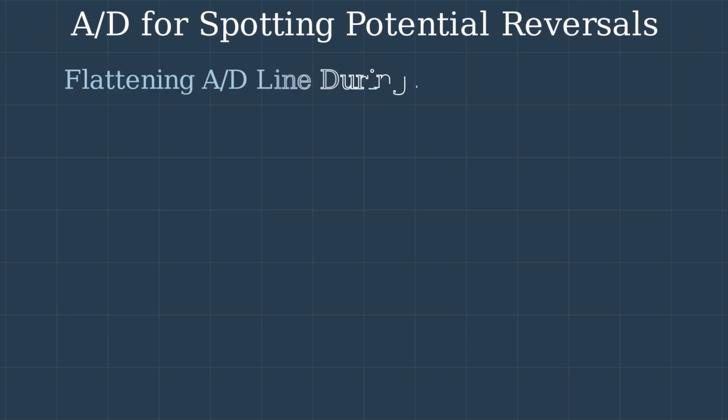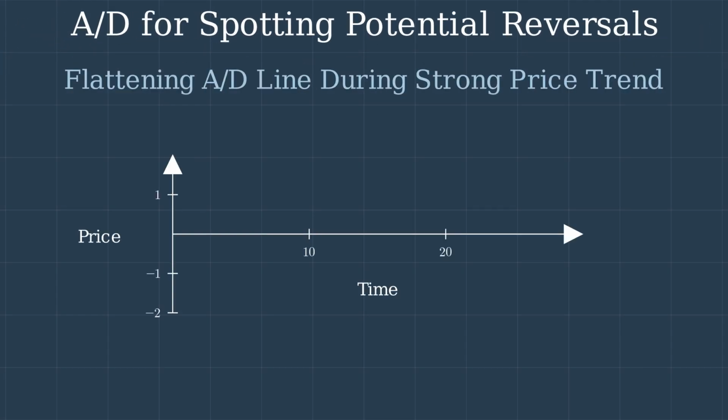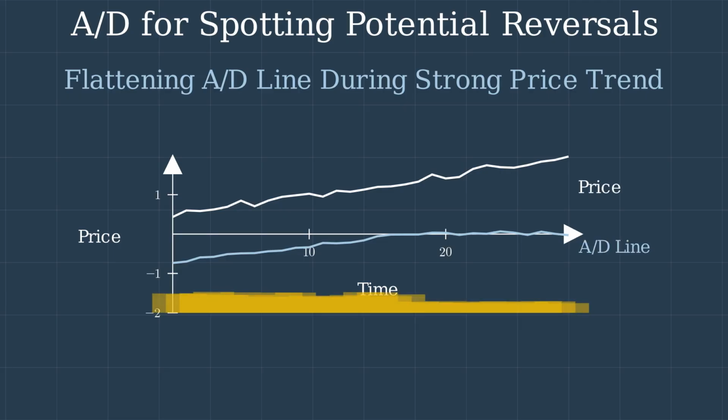A flattening AD line during a strong price trend can be an early warning sign of diminishing momentum. Here we see price continuing to rise, but the AD line has flattened, suggesting buying pressure is weakening. Notice how volume decreases as the AD line flattens, even though prices continue rising. This divergence suggests that the uptrend may be running out of steam.